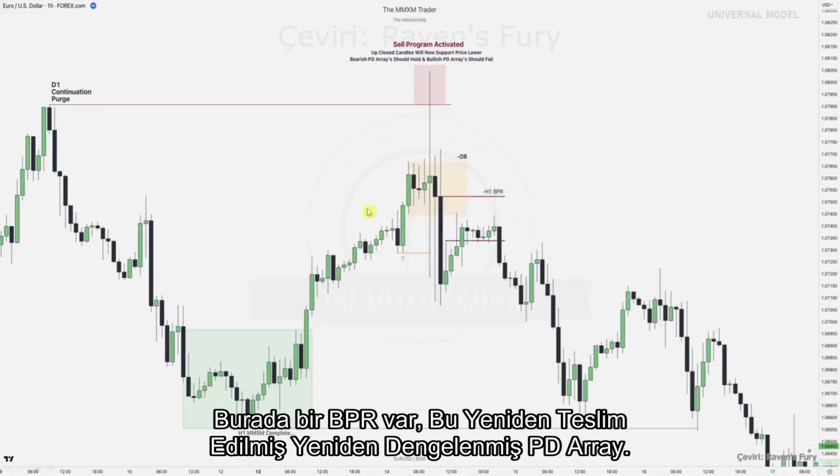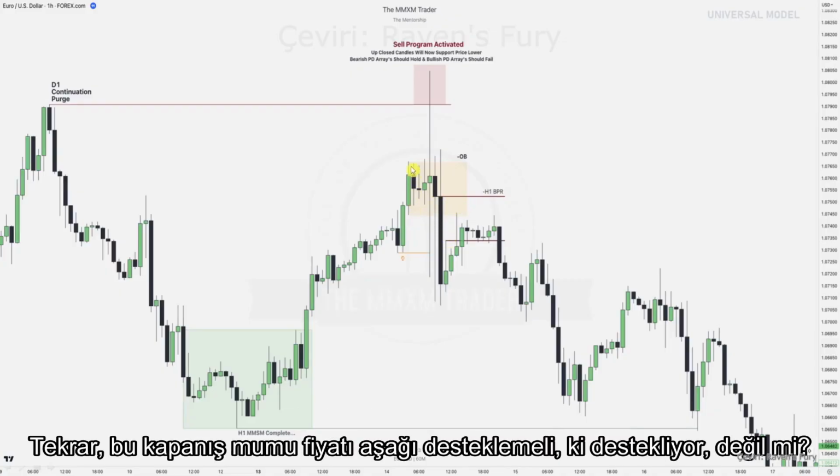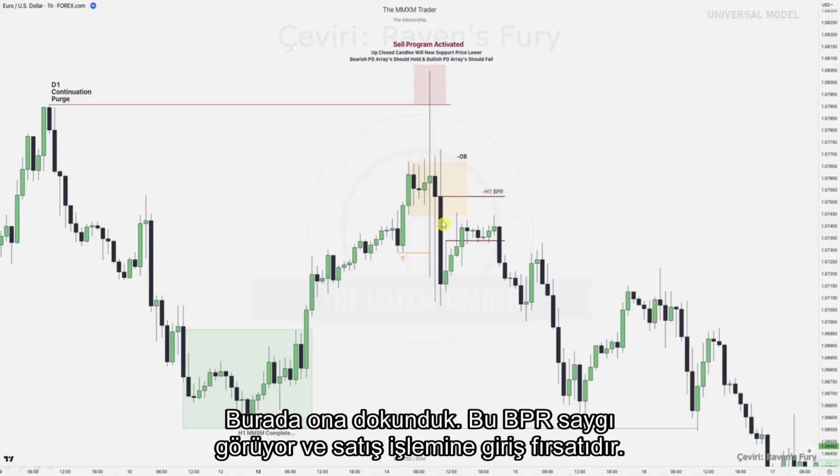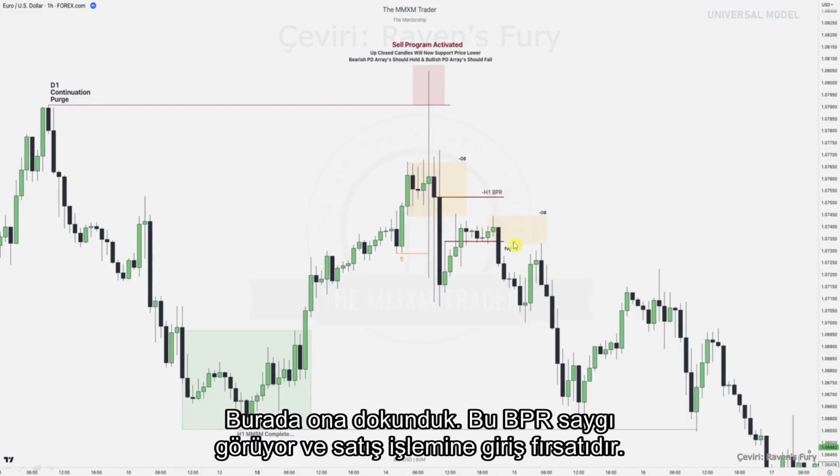So over here we've got this BPR, right? This balanced price range PD array. Once again, this up close candle should support price lower, which it does, right? We hit it over here. This BPR is being respected, and that is an opportunity to get in on a sell trade.